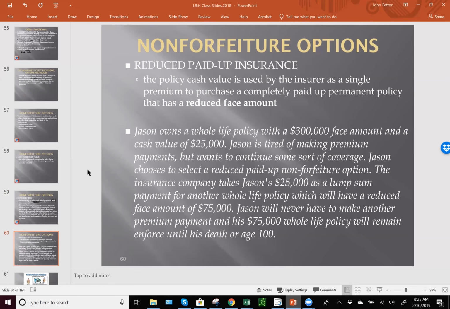So on reduced paid up, what I need you to remember is that cash value is being used to purchase another permanent policy with a reduced face amount.